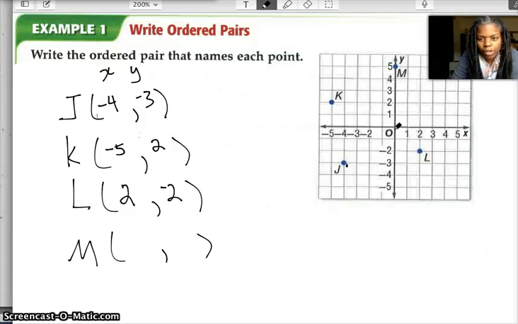Finally, M, we don't have to move anywhere along the x-axis because when we start at the origin, we're right underneath it. So we go 0 spaces along the x-axis, but we must go 5 up the y-axis in order to get to M. And so that's how we would find ordered pairs. Let's take a look at the next example.